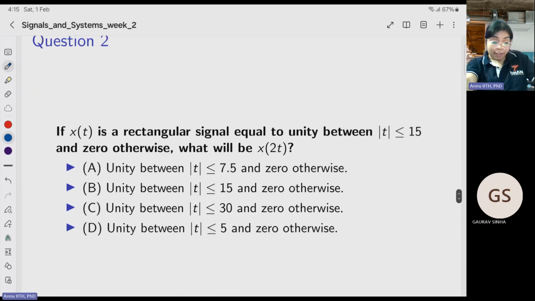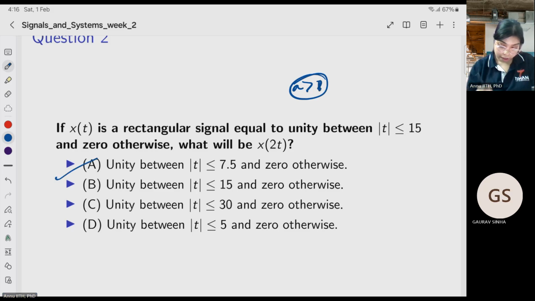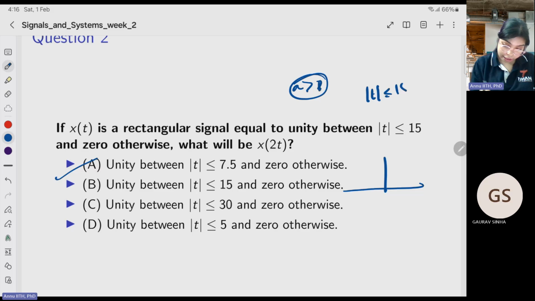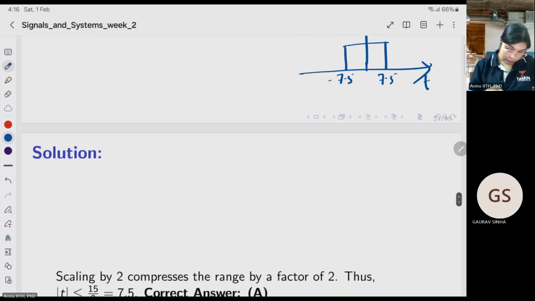Now, if x(t) is a rectangular signal equal to unity between minus 15 to 15 and 0 otherwise, what will be x(2t)? Since it is a compression, since a is greater than 1, it is divided by 2. So 15 becomes 7.5, and the answer is A. How? Mod of t less than or equal to 15, that is, t from minus 15 to 15. If it is rectangular, this is x(t). So x(2t) is nothing but the answer is A.